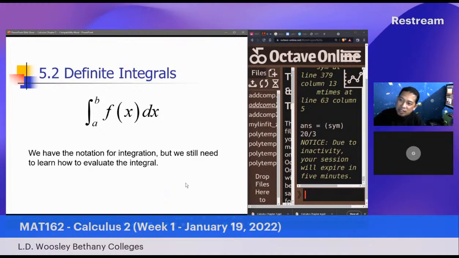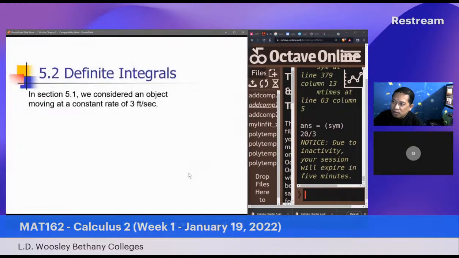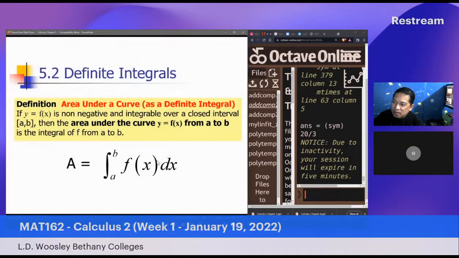So we have a notation for integration but we still need to learn to evaluate integral. So of course, we will be doing that. Actually, we're doing it already. So area under the curve as a definite integral, y is equal to f of x is a non-negative integrable over closed interval AB. So there is this definite value for a and b. Then the area under the curve y is equal to f of x from a to b is the integral of the function of x from a to b. So parang kinukumpute mo rin dyan yung area. Yung area. Bounded or area under the curve.